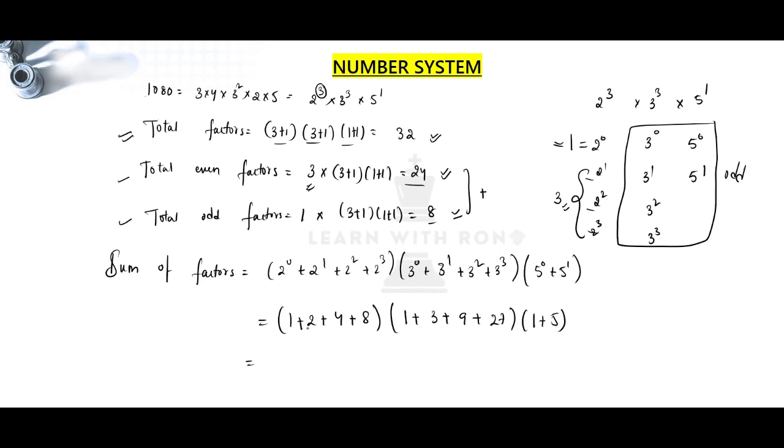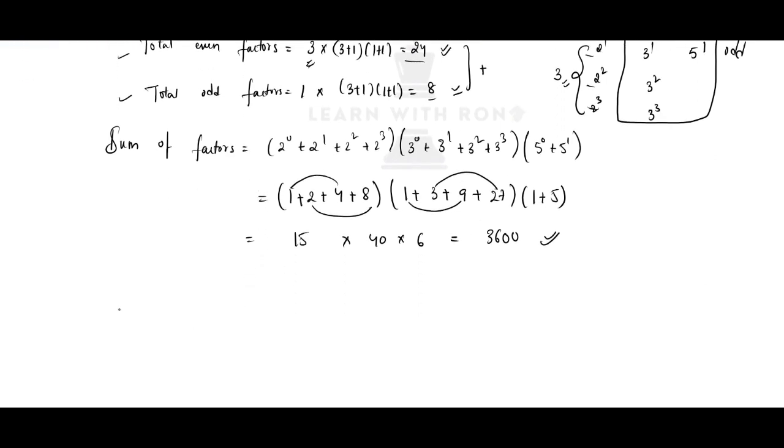So if you observe here, 8 plus 2 is 10, 4 plus 1 is 5. So we have 15 here. So we have 30 and we have 10, we have 40 here and we have 6 here. 15, 4 is 60, 6 times 6 is 36. So 3600. So the sum of factors is 3600. Okay. If they ask for the sum of even factors, it is the same.